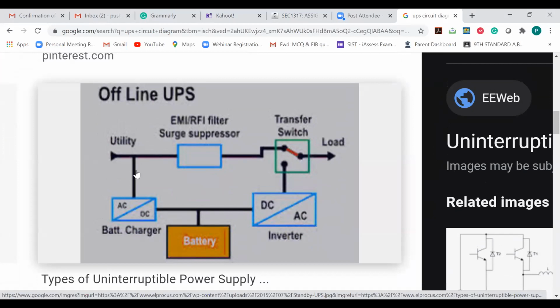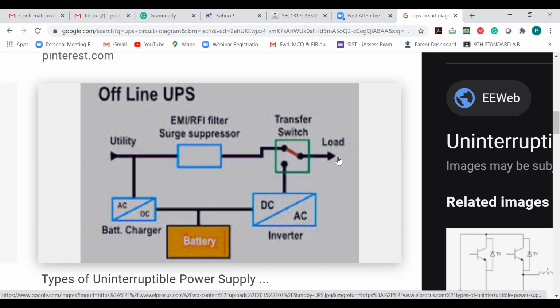Yeah, it is our utility AC supply. What he did is rectifier, AC to DC. So after the rectifier, the battery will be charged. Once the supply power is cut off, automatically the transfer switch will be there, and from main it will connect to the DC. So here DC will be converted into AC, and that will supply the load.